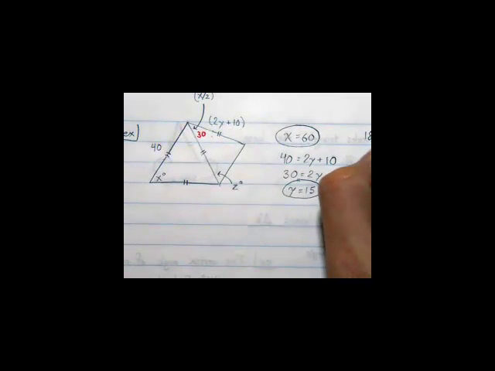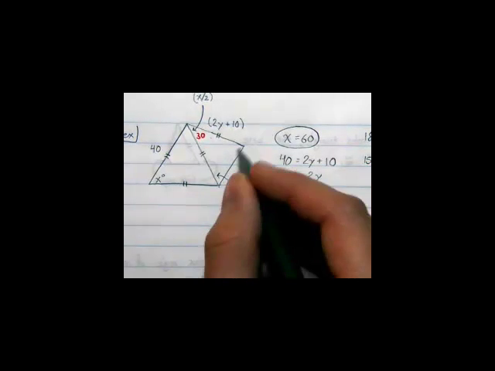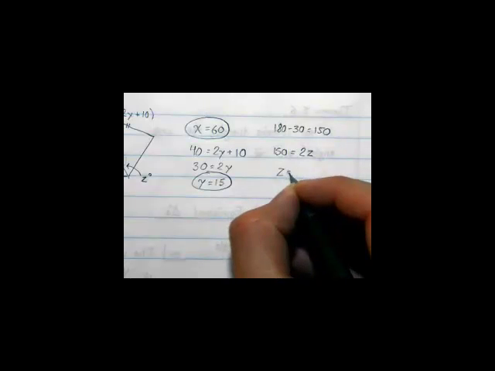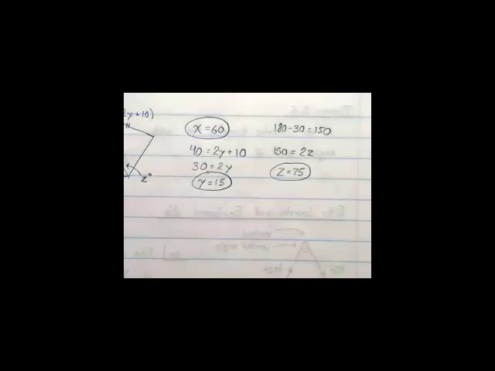I'll just do it like this. 180 minus 30 is 150. So then 150 is equal to 2z. These both should add up to 150. And then if you divide by 2, z is 75. Good. Okay. So it's that kind of stuff that you're going to be taking a look at.